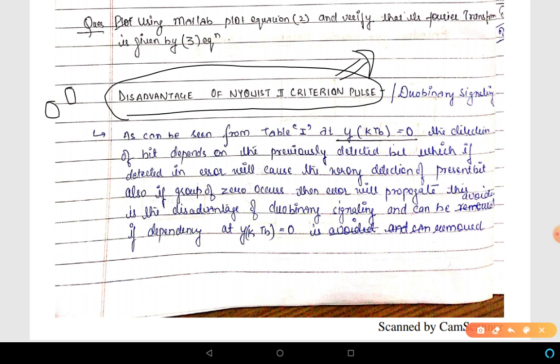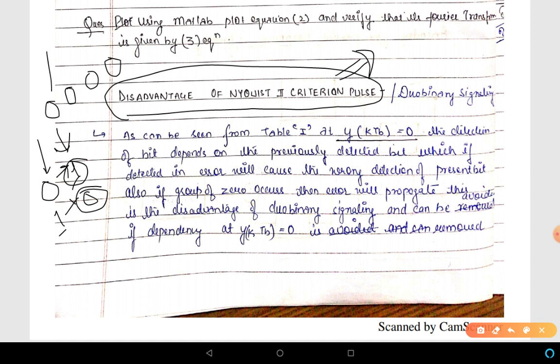0 occurs in the sampling instant, as we have seen in the previous lecture also, then the detection is based on the nature of the previous bit. If my previous bit is 0, then it has to be 1. If my previous bit is 1, then detection of the current bit has to be 0. So just an inversion has to be there. The problem is that if an error occurs in this previous bit, then this bit will be in error.